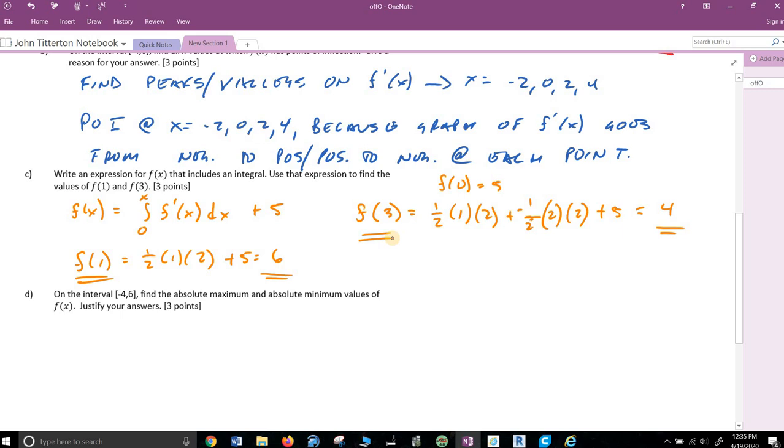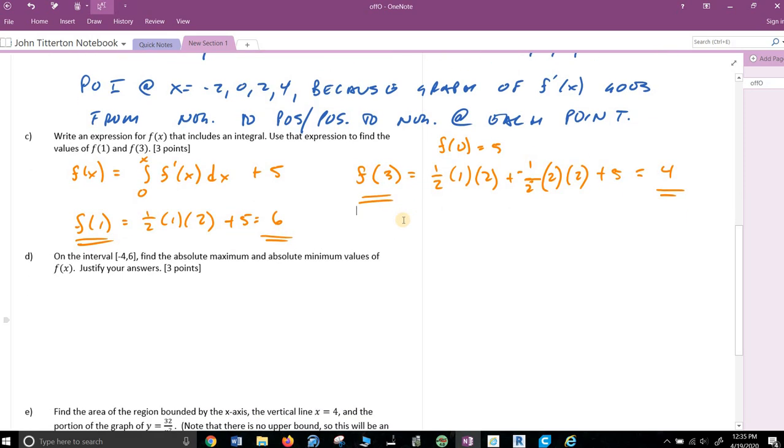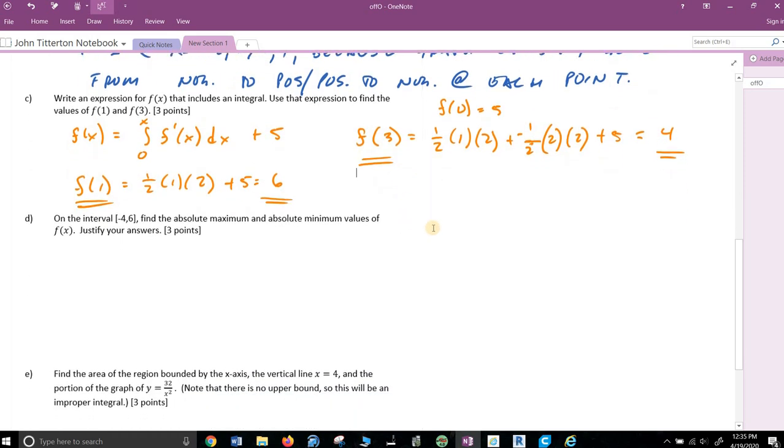That's it. Now on the interval, find the absolute minimum and absolute maximum, and notice the beauty of the design of the problem. We've already done 1 and 3, which are relative maxes and mins, so let's write them down. f of 1 equals 6 and f of 3 equals 4.